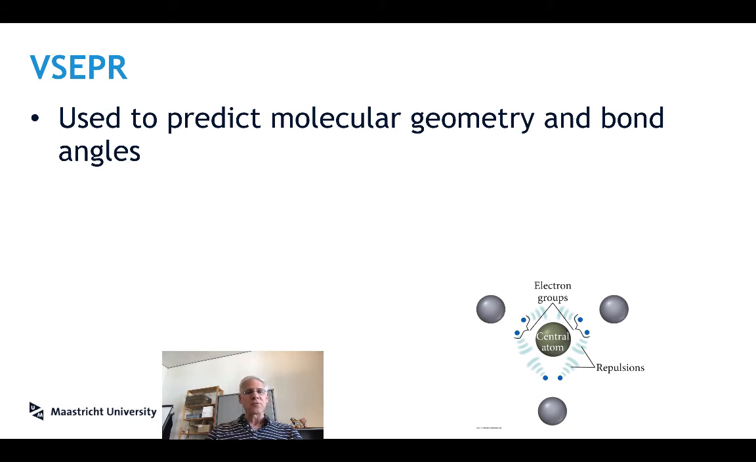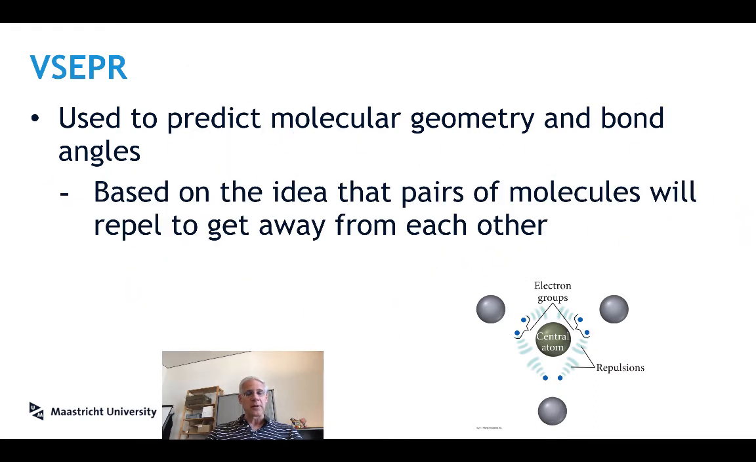Now, one of the last things that we're going to do in this lecture is this idea of VSEPR, valence shell electron pair repulsion. We use this to predict molecular geometry and bond angles. It's based on the idea that pairs of electrons will repel in order to get away from each other.